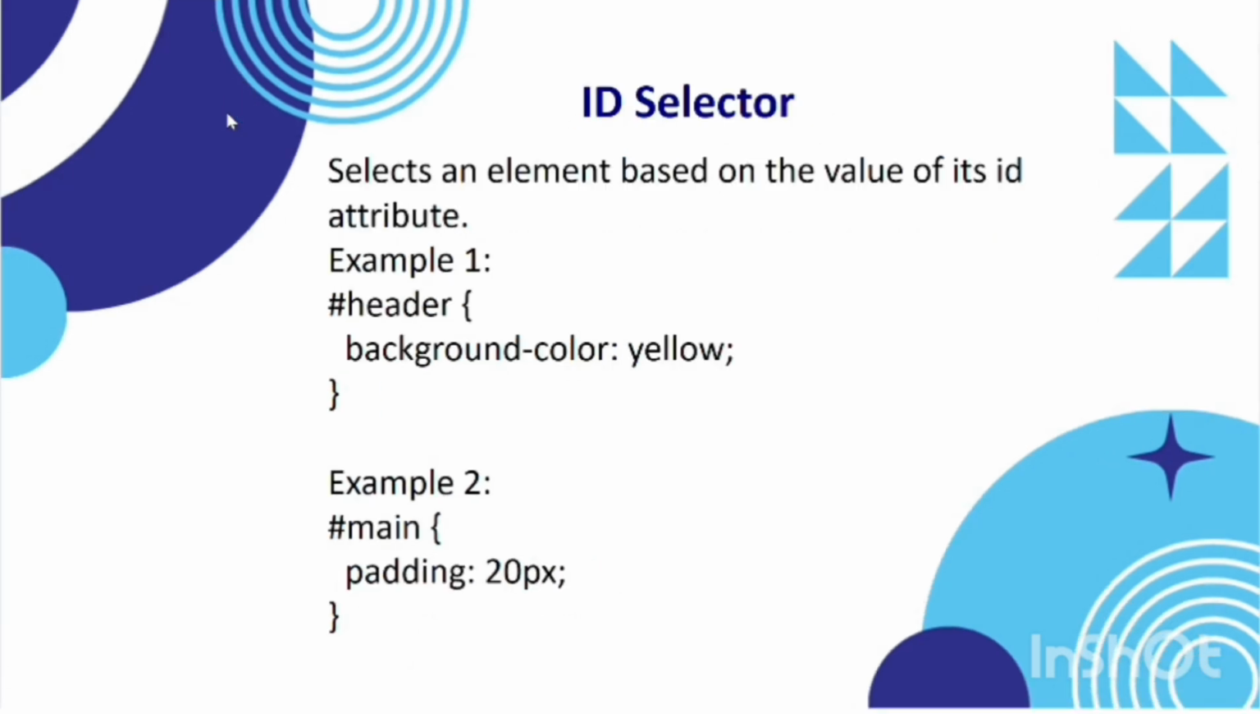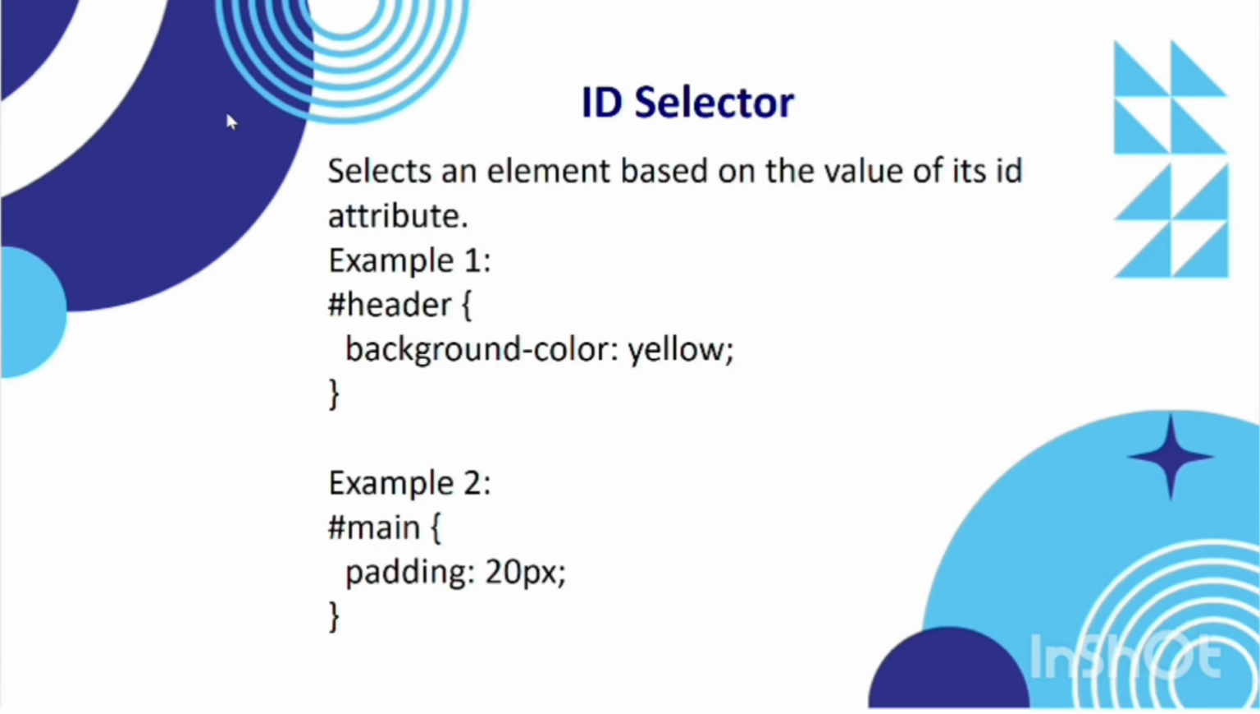Now moving to ID selector. This is an ID selector using a hash symbol to target a unique element with the ID header. Let's take an example. Here we have taken hash header, background color yellow. This will set the background color of the element with the ID header to yellow.